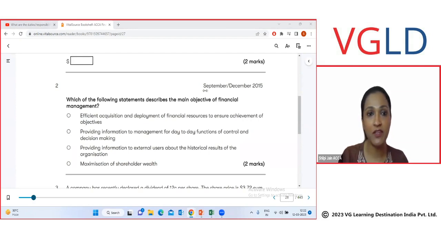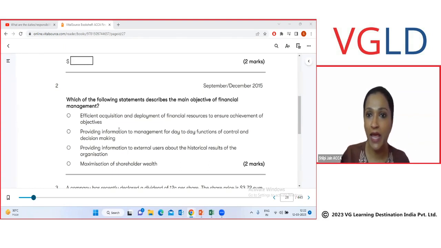Okay, answers coming in for the next question. So very quickly, others also keep responding. Which of the following statements describes the main objective of financial management? So remember where the money is coming from, where the money is getting deployed to achieve what you want to achieve. So clearly statement number 1 is the primary objective of why we need financial management: where the money is going to come from and where it is going to be deployed to earn maximum returns, right?